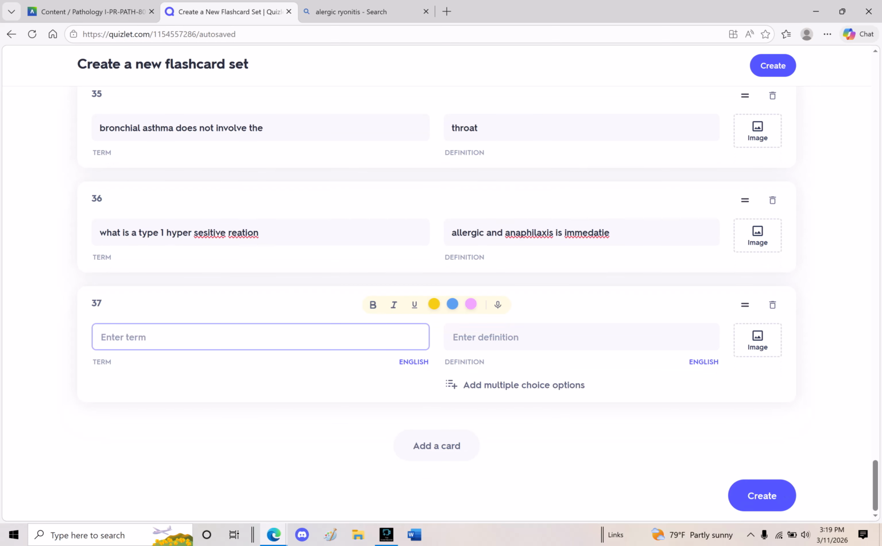Does that make sense regarding type 1? Perfect. Now you have type 2. Now this is your cytotoxic. He calls it antibody dependent or antibody mediated, right?